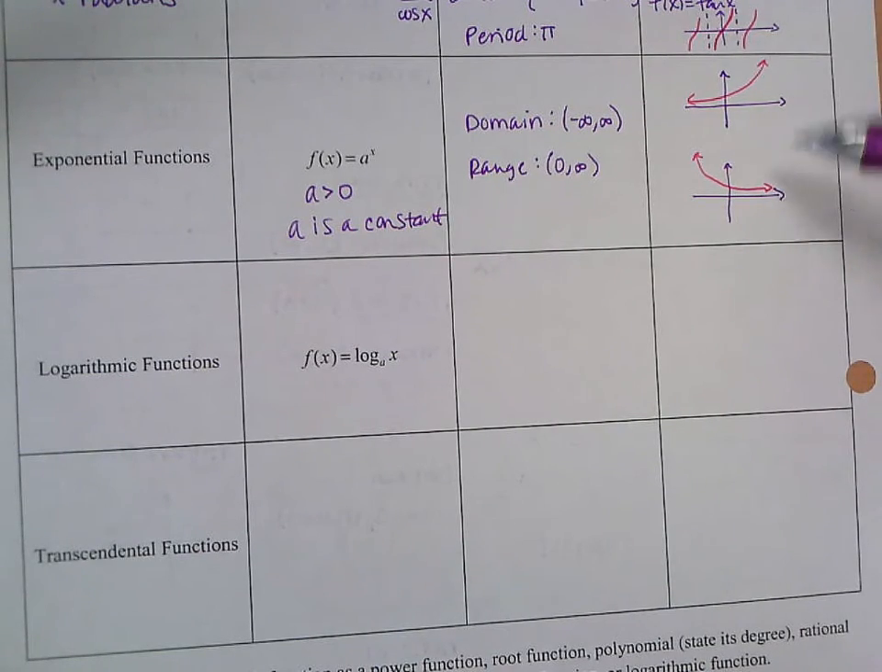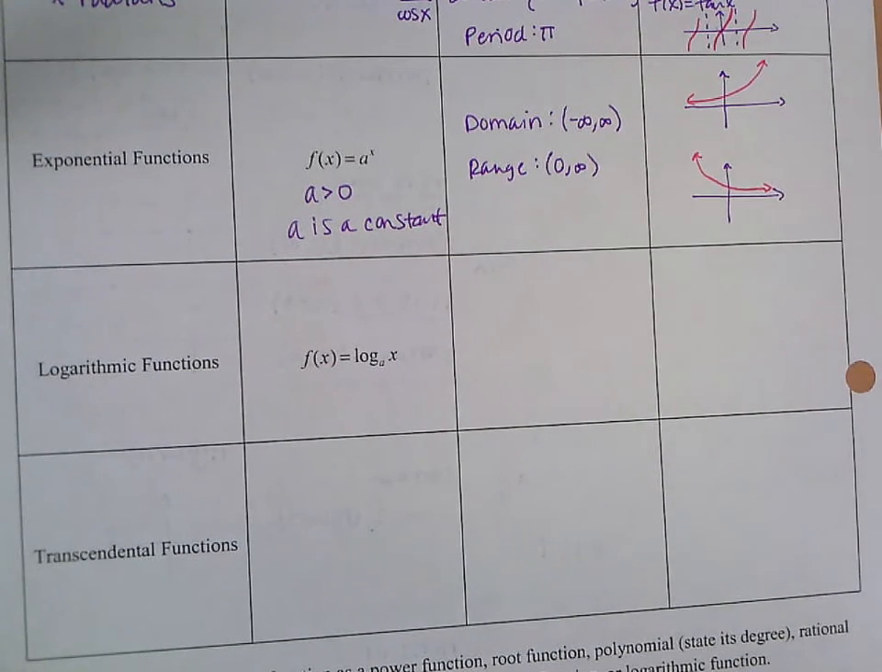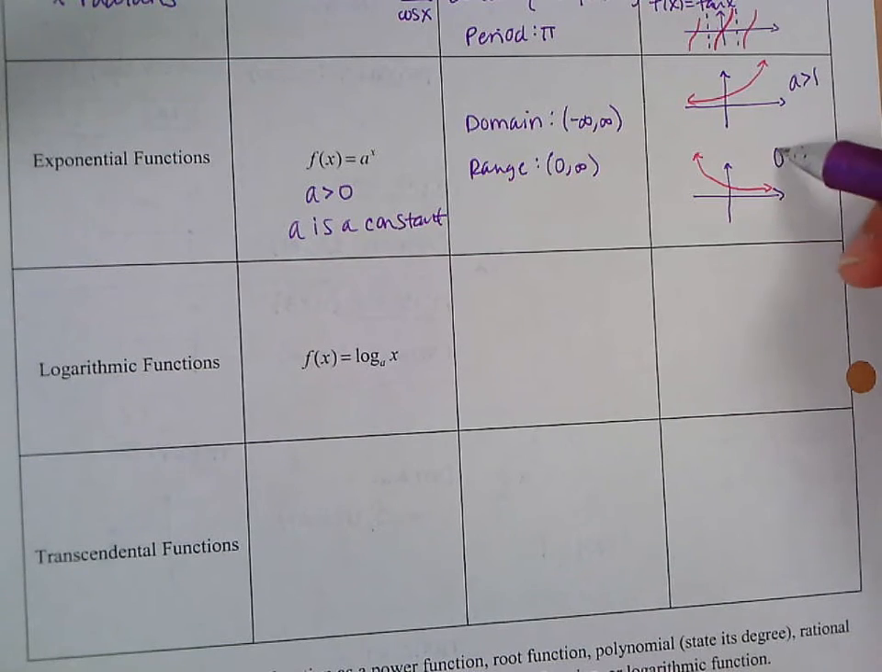What determines if it is increasing or decreasing? Not even or odd. The A value determines it. If the A value is greater than 1, it's increasing. If the A value is less than 1, but still greater than 0, then it's decreasing. So if your A value is a fraction smaller than 1, like 1/2, 1/5, 2/3, 7/8, it would be decreasing.